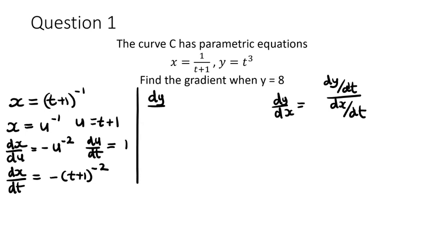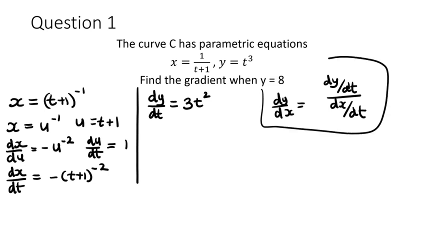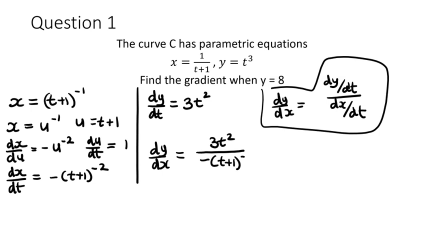dy by dt now, we're going to find that. That's going to be a lot easier to do. We're just going to differentiate t cubed with respect to t, multiply by the power, take 1 off the power, 3t squared. So I mentioned that formula earlier, okay? dy by dx is dy by dt over dx by dt. So let's put these two bits together. So dy by dx is going to be dy by dt, so that's 3t squared. And I'm going to divide that by minus t plus 1 to the minus 2. That's my dx by dt.